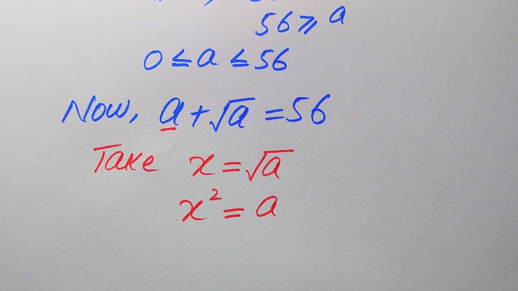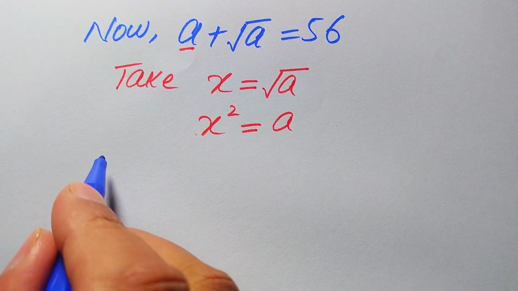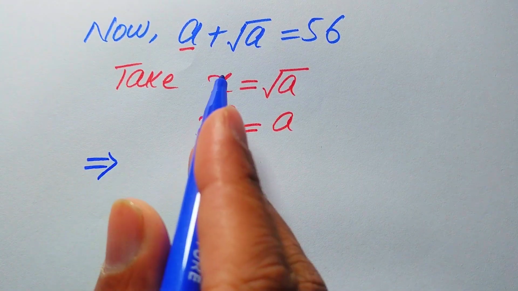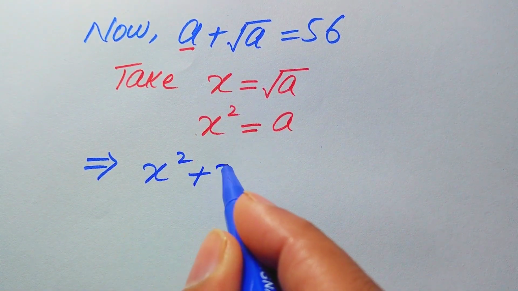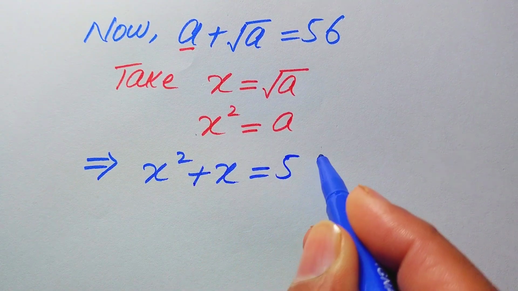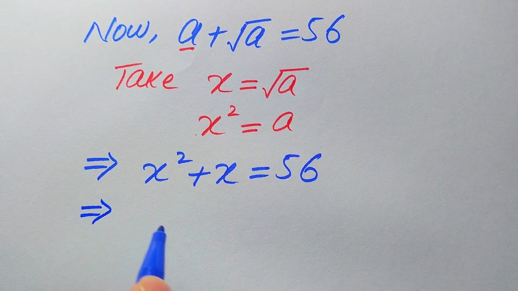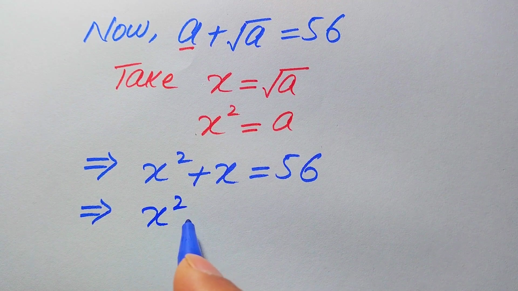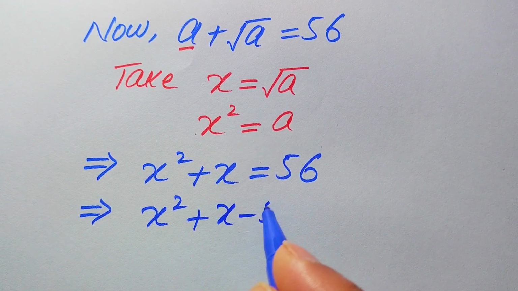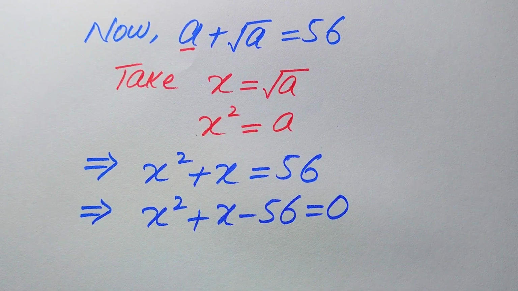So in the above equation we substitute a is equals to x square, and square root of a is equals to x. Then our radical equation becomes a quadratic form. It will be written as x square plus x is equals to 56. This is not in standard form, so we move 56 to the left hand side, and it becomes x square plus x minus 56 is equals to 0. Now this equation is in standard form.